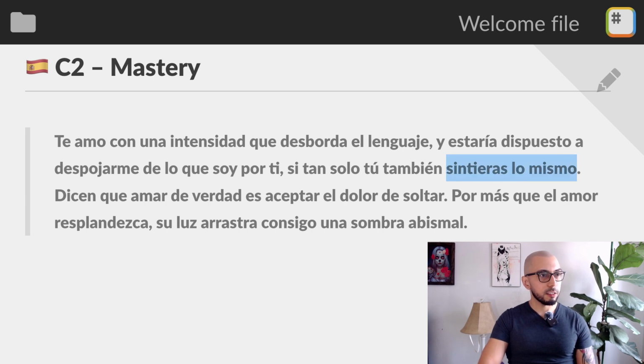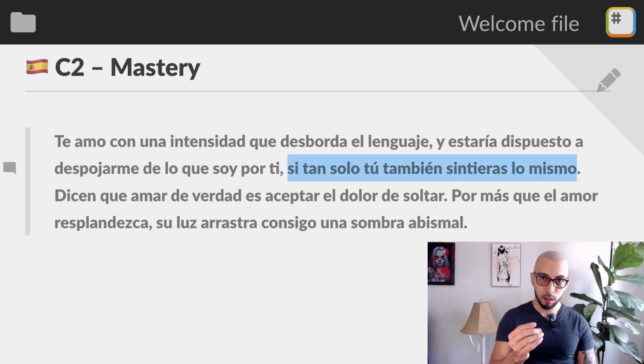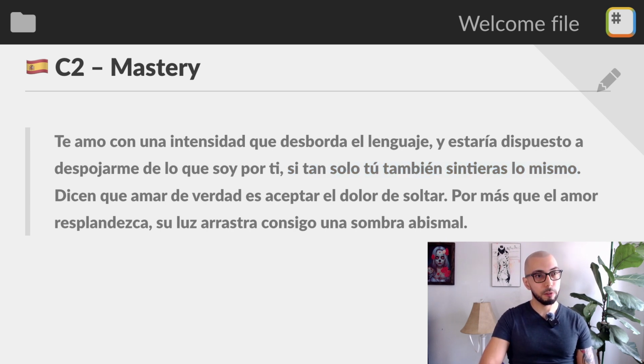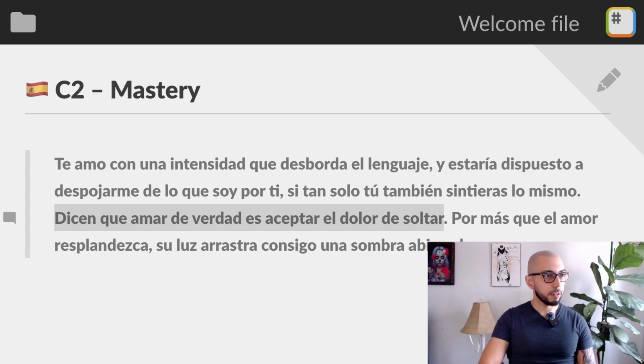And then the last phrase of the first sentence is, si tan solo tú también sintieras lo mismo. If only you would also feel the same. Imperfect subjunctive form of the verb to feel, sintieras. Okay, so this sentence here, again, the change in the verb makes a subtle change in the meaning of the sentence. There's a subtlety here, ladies and gentlemen.